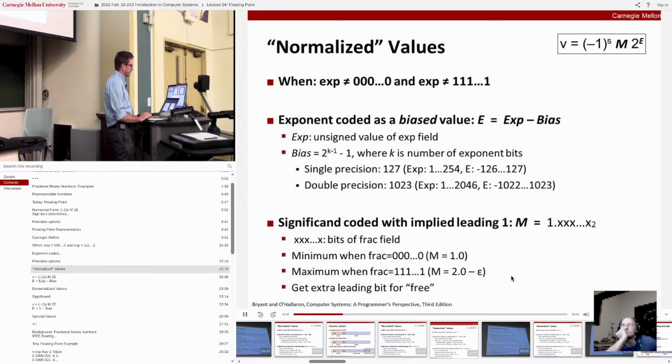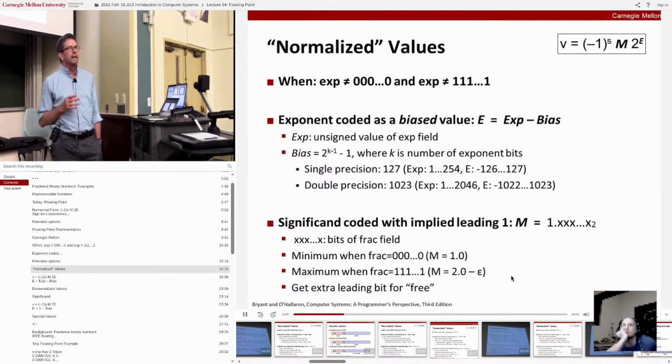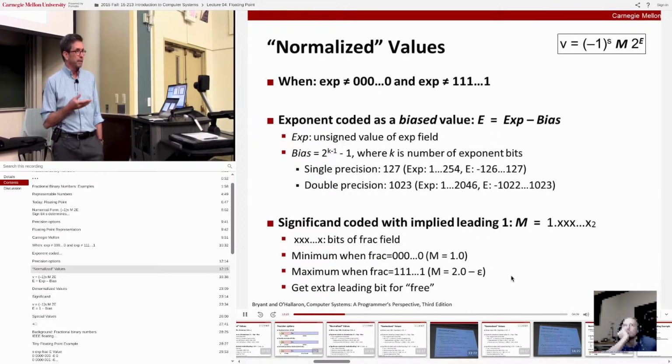Okay, so you just have to memorize this formula. The exponent e is the exp field interpreted as an unsigned number minus the bias. Now this is kind of a strange thing. The first time you encounter floating point, it seems kind of odd, right? So why not? We've already learned about 2's complement. That's a perfectly fine way to represent positive and negative numbers, right? And we have exponents that are negative and positive, right? So why not just use 2's complement in the exp field to represent those positive and negative exponents?